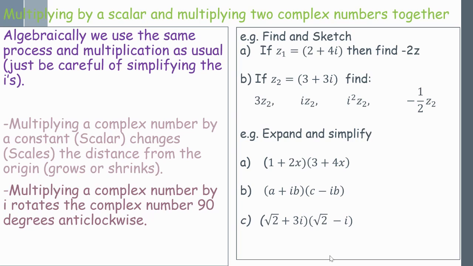Just a quick note that when we multiply a complex number by a constant, this scales the distance geometrically of that complex number from the origin. If we multiply a complex number by i, this will rotate the complex number 90 degrees or pi on 2 radians anti-clockwise.